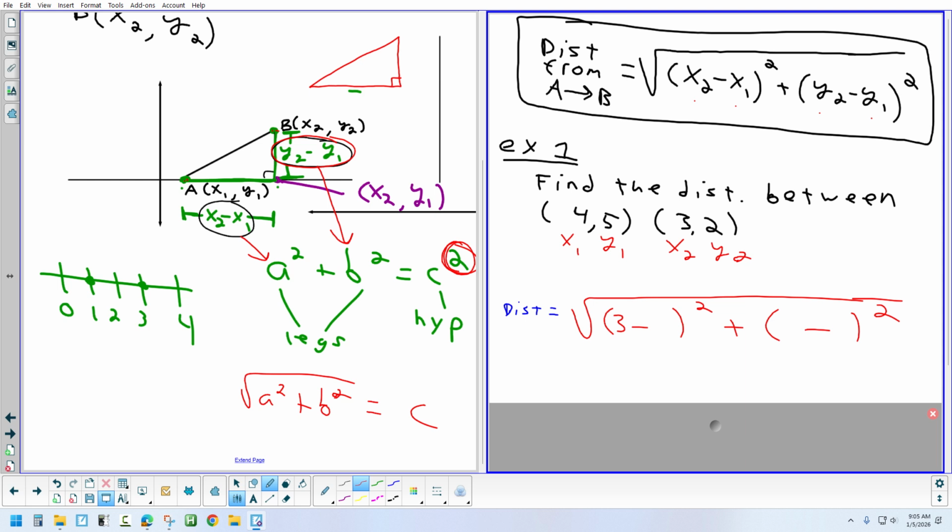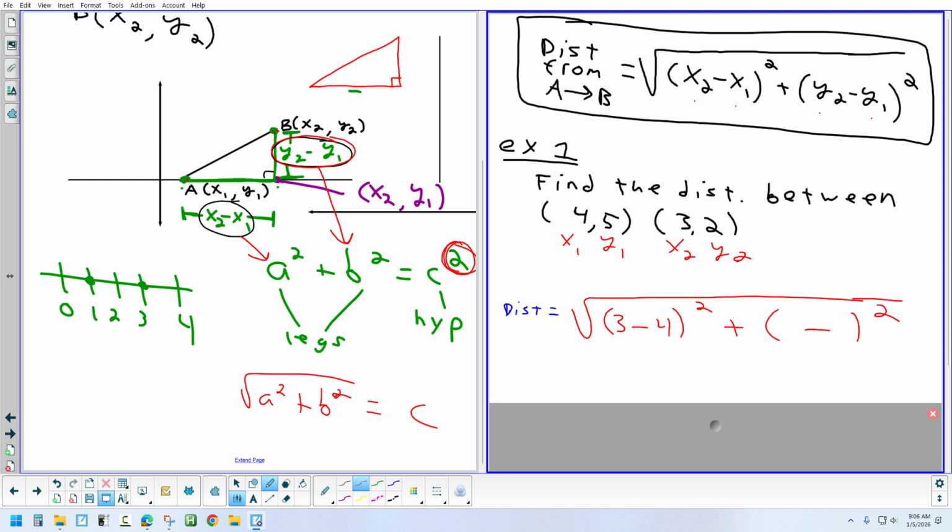Okay, what letter comes after it? Look at the formula up above. X1. And what's x1 in our problem? 4. Yep. So we've got 3 minus 4. Okay, we're just filling in the numbers for the letters up above.